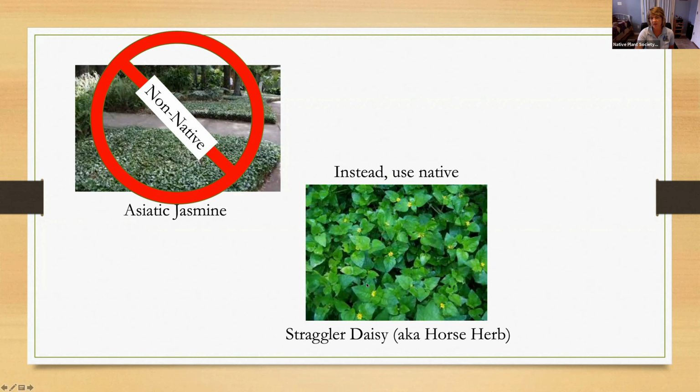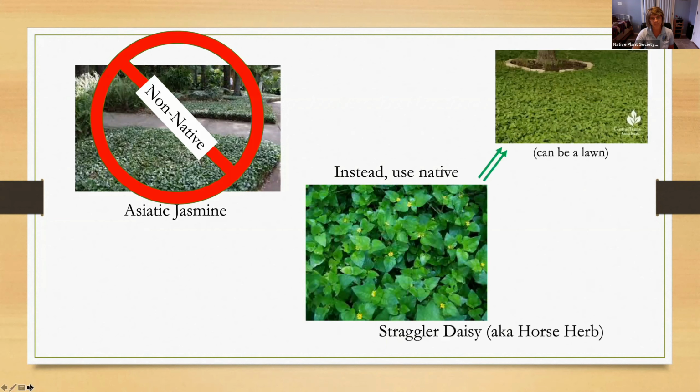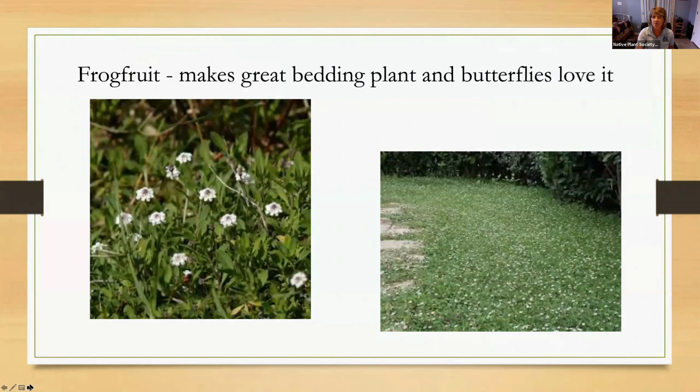This is a lovely little one. Some people call it straggler daisy, some people call it horse herb. And what I love about this little plant is that you can actually use it as a lawn. It is so hardy. You can walk on it, you can mow it. It's extremely hardy.